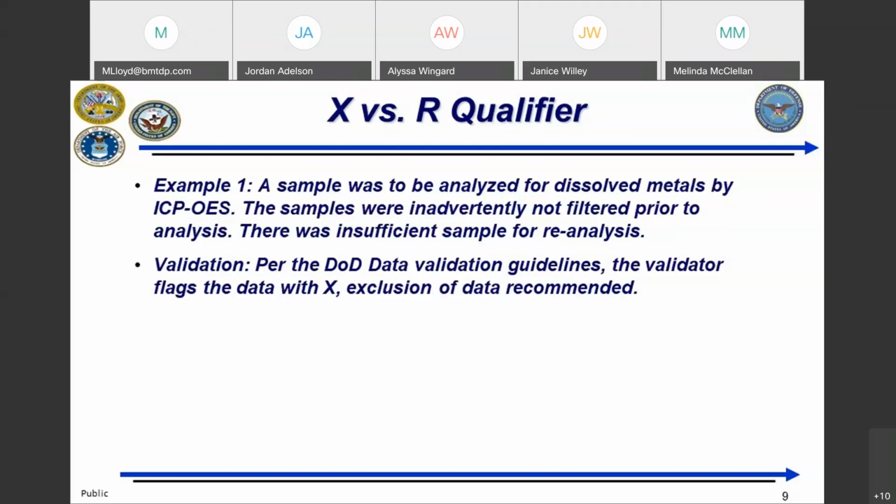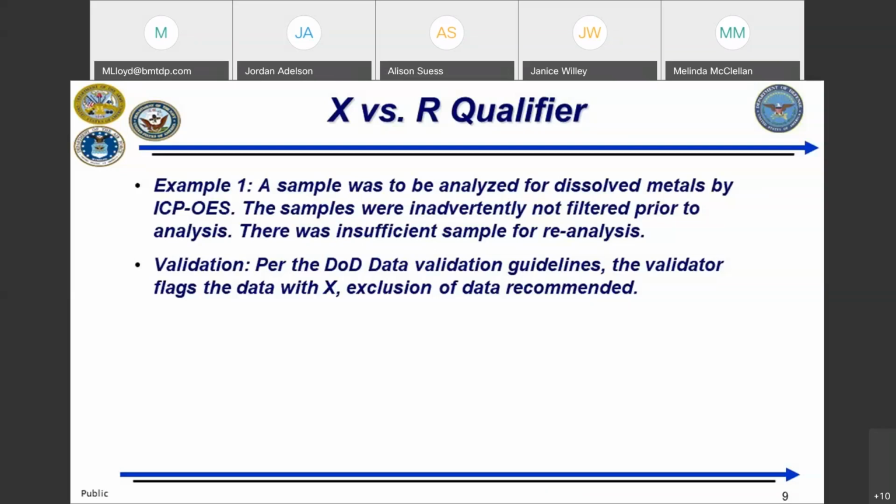Great, thanks, Melinda. Example 1, a sample was to be analyzed for dissolved metals by ICP OES. The samples were inadvertently not filtered prior to analysis. There was insufficient sample for reanalysis. Then the validation. Per the DoD data validation guidelines, the validator flags the data with X, exclusion of data recommended.